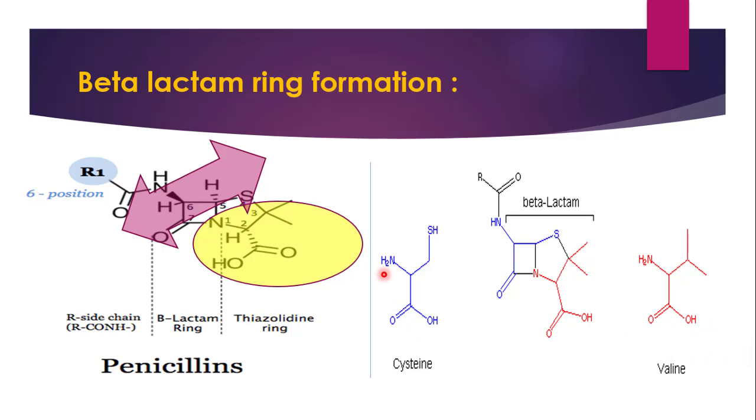Now the cysteine structure you can find out: NH2, then CH2SH, and free carboxyl. Here also NH2, then CH2, the substituent will change, CH3, and carboxylic acid as a free group. So if you properly observe, this part has clubbed over here, then this SH part has been clubbed over here. So it is cysteine plus valine forming the beta-lactam ring.